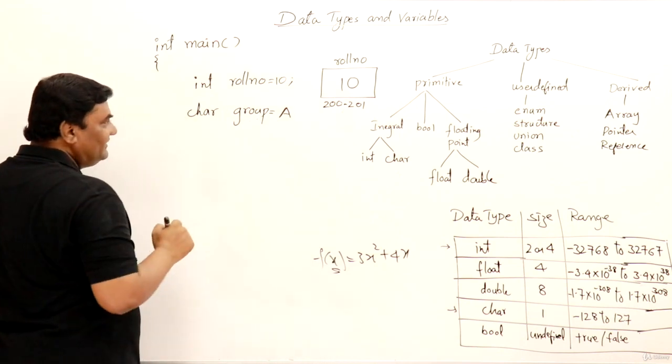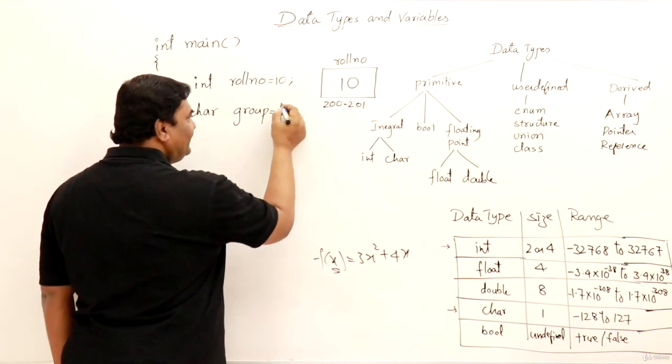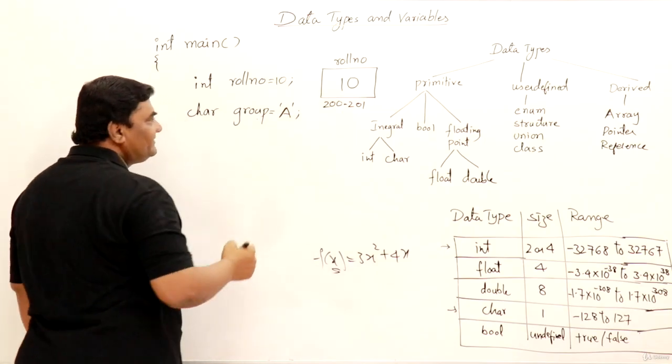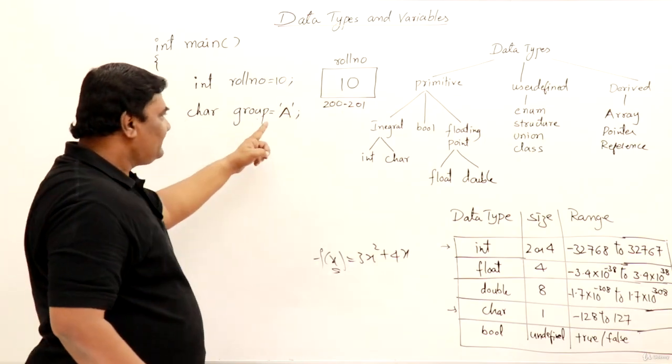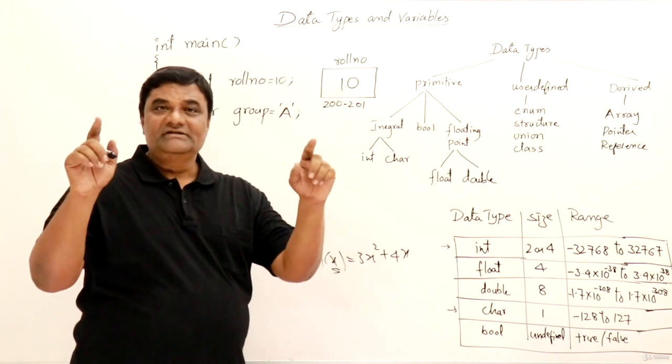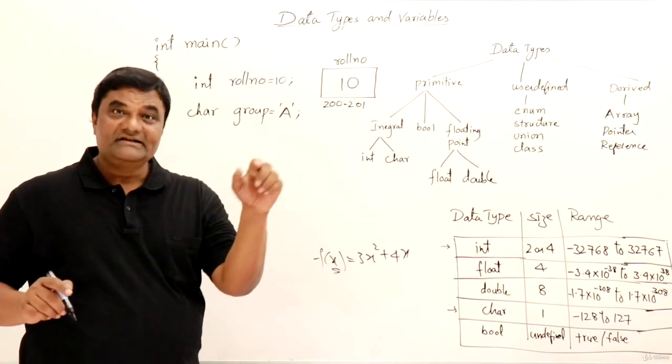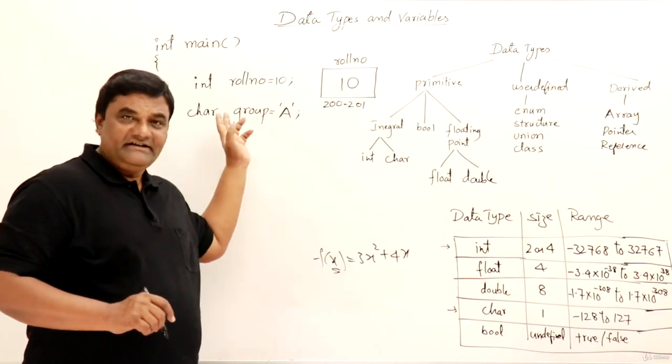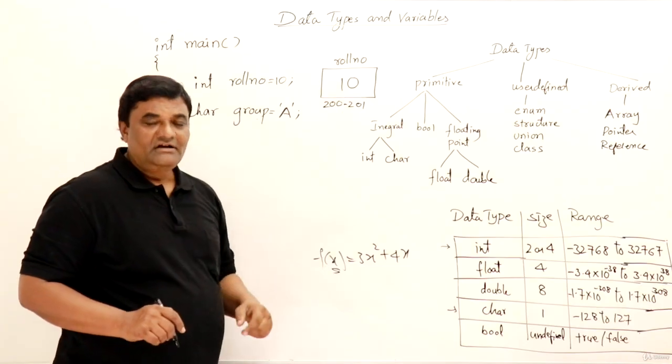Now one thing we learn here. You cannot write this simply like this. You have to give it in quotes. Every character type value should be enclosed in single quotes. It should be in single quotes. So this is the declaration and initialization.